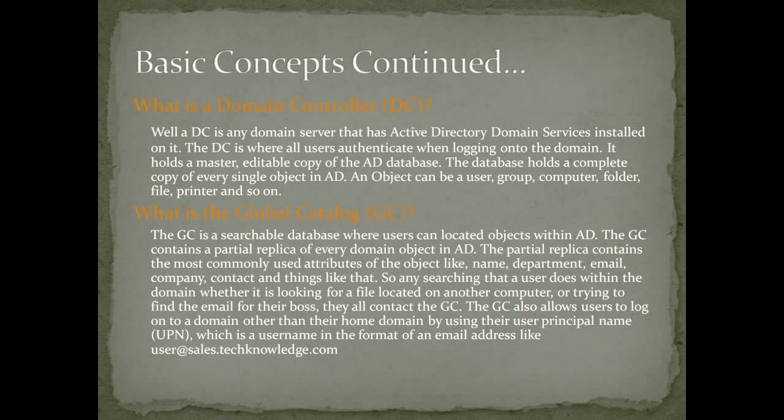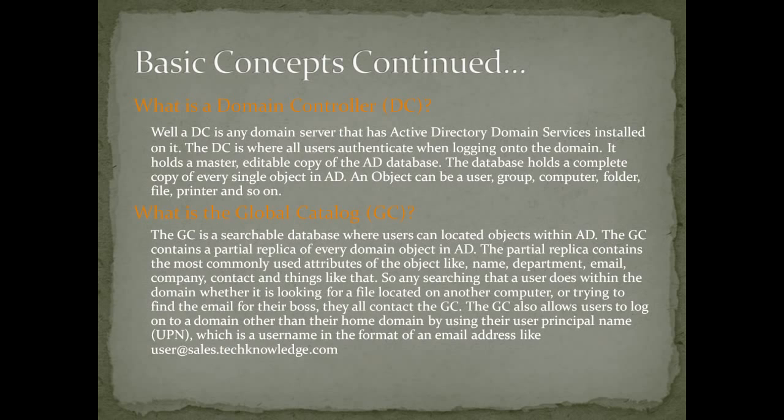Like I said, name, department, email, company, contacts, and things like that. So anytime you search for anything within your domain, you're going to be connected to the global catalog server. Now you can have a global catalog server on all your domain controllers or just one. It's recommended to have at least a backup, so it's good to have at least 2 global catalog servers.